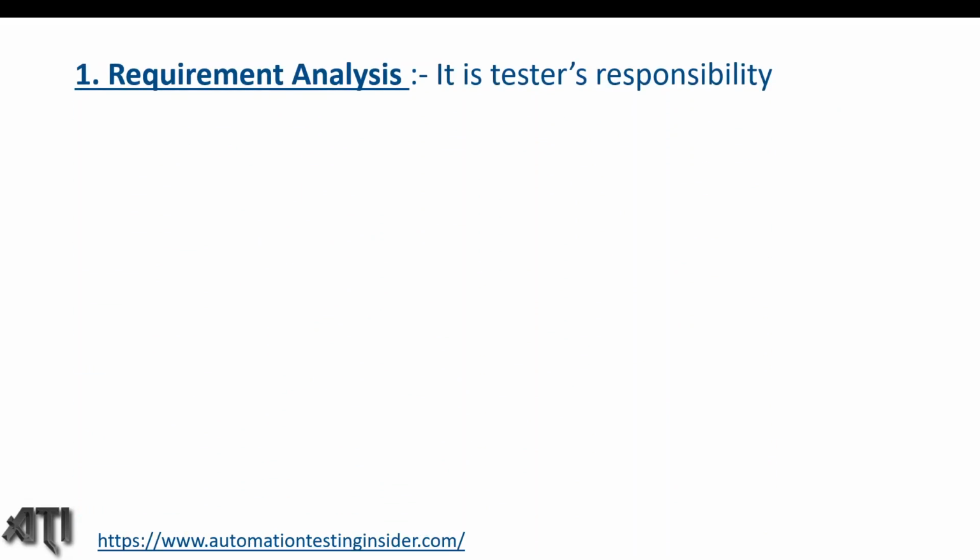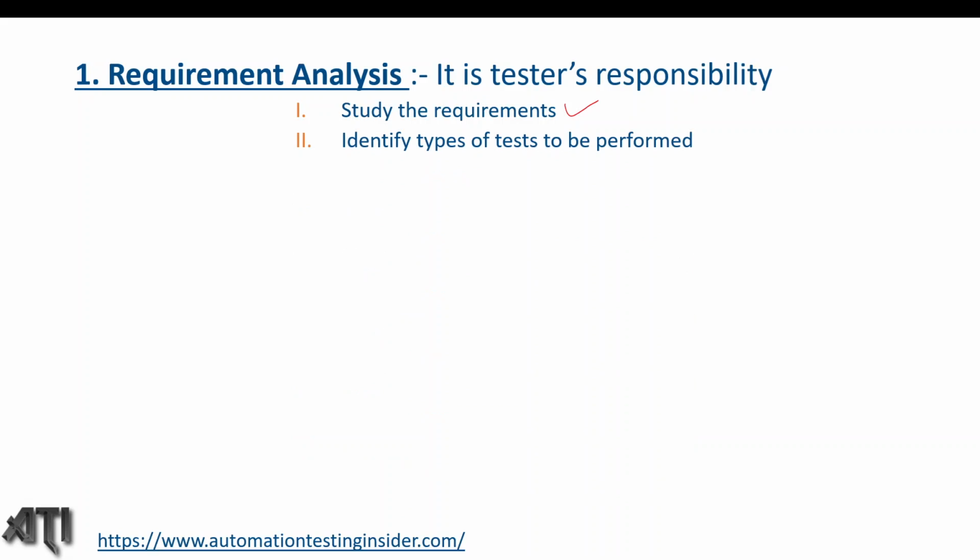So the first part is requirement analysis. It's the tester's responsibility, guys. So what do we do as part of requirement analysis in the software testing lifecycle phase? We study the requirements. First, we need to go through the requirements, the different requirements given by the customer, correct? By the BA. Identify types of test cases to be performed.